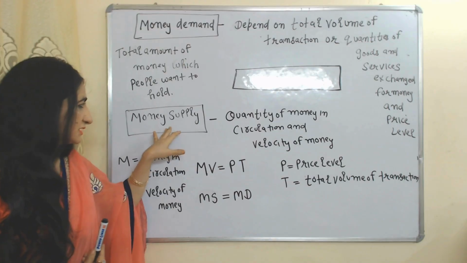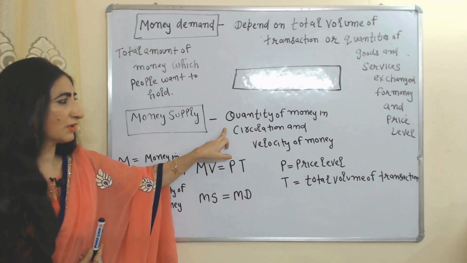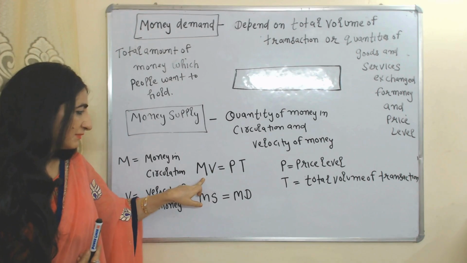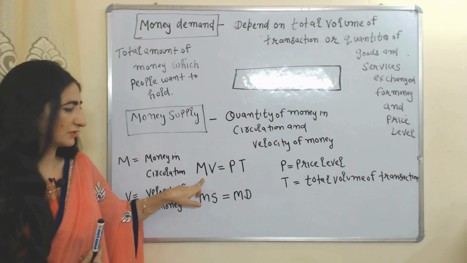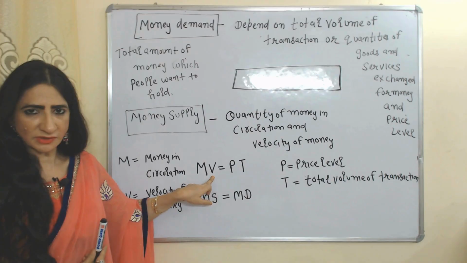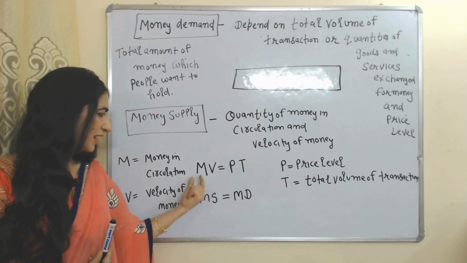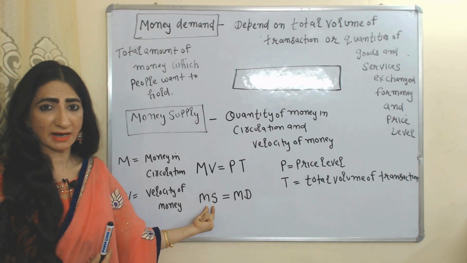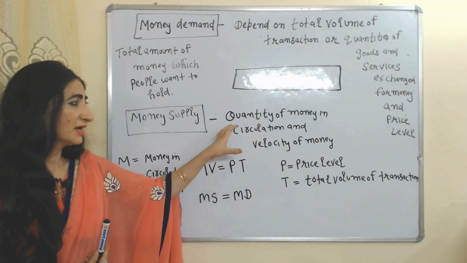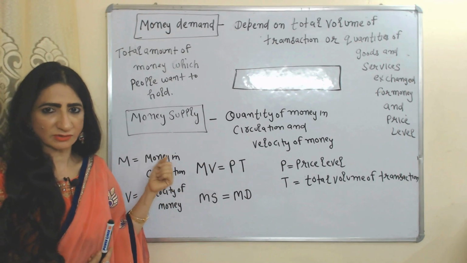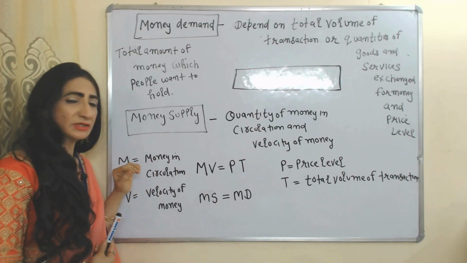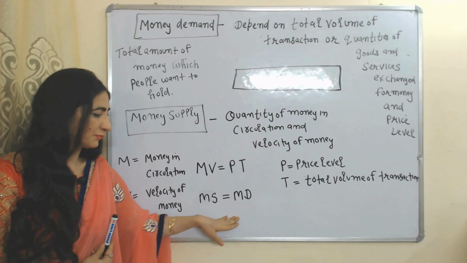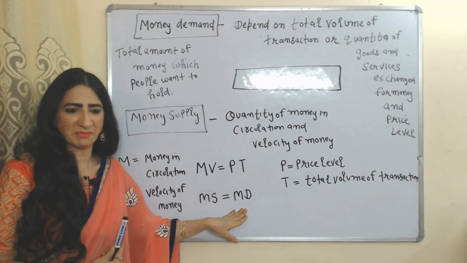And according to this theory, money supply depends on the quantity of money in circulation and the velocity of money. Here M represents quantity of money in circulation and V represents velocity of money. That's why this part represents money supply. And according to this theory, the equilibrium level of prices is determined where money supply is equal to money demand.